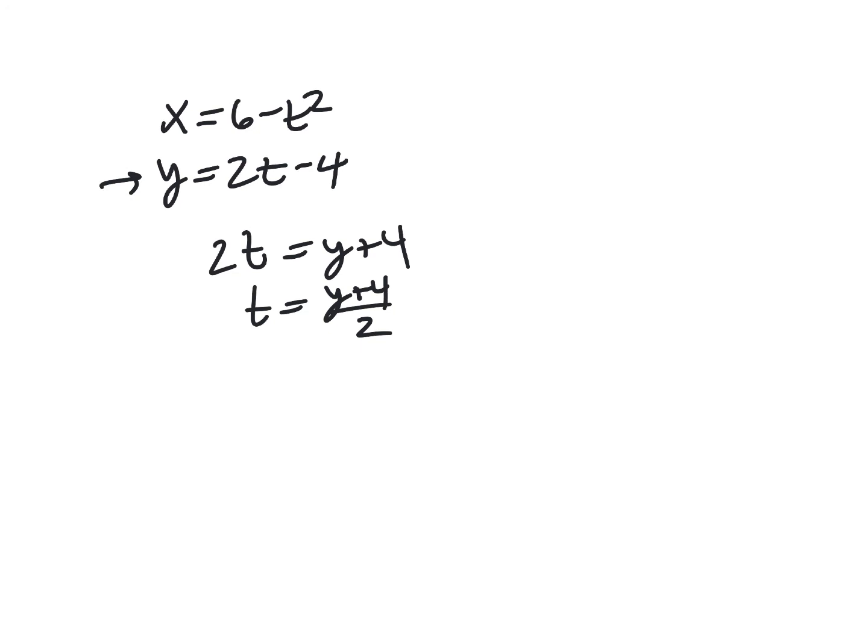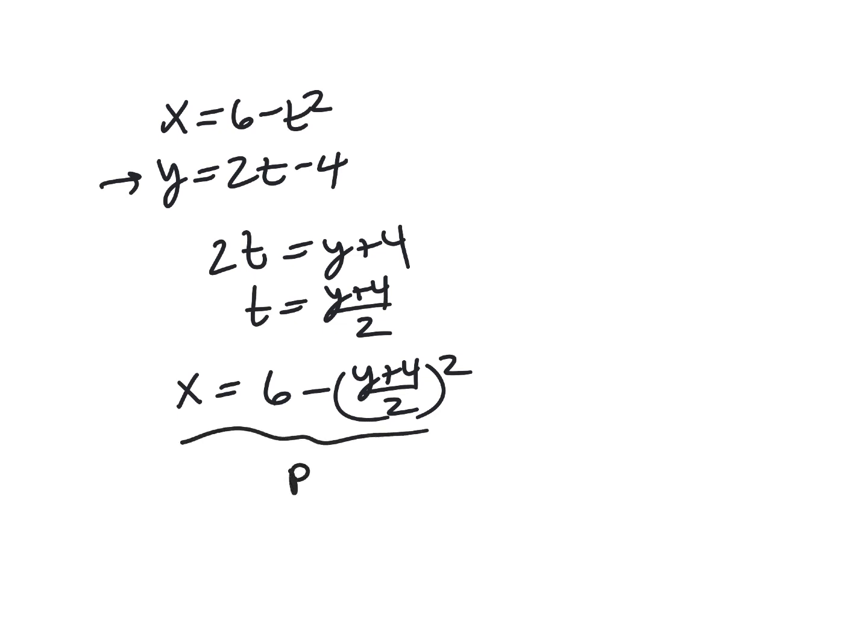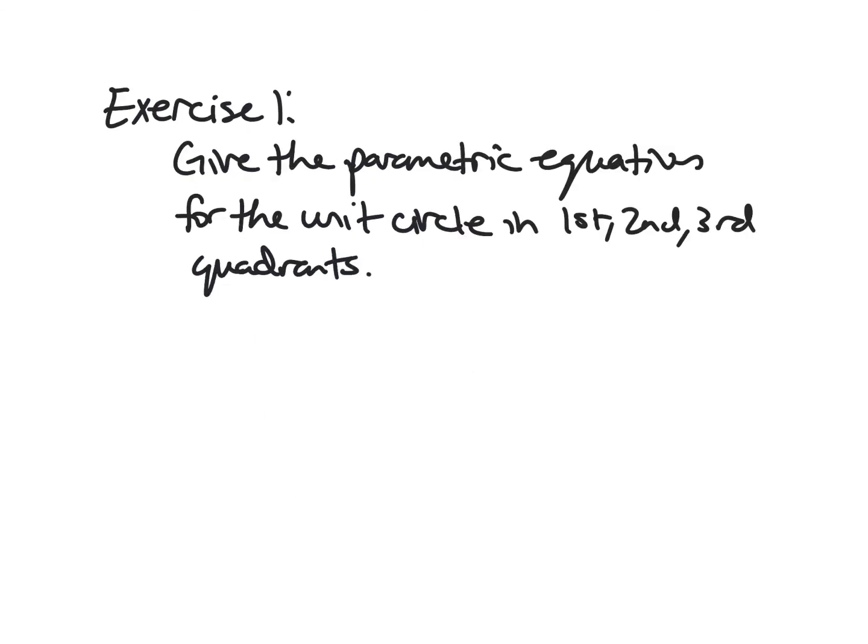And therefore, plugging it in, we have x is equal to 6 minus ((y plus 4) over 2) squared. Right, and so this is your usual parabola here, only in terms of x and y, right? And so we have eliminated the parameter there.